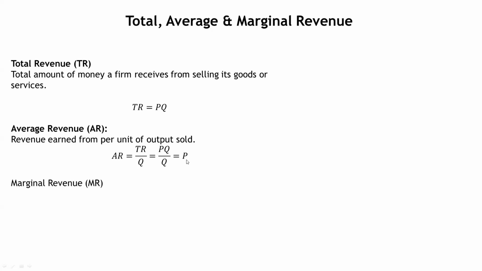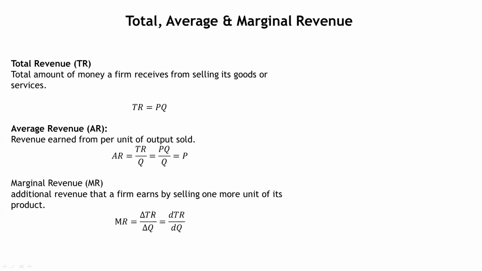Then comes the marginal revenue. Marginal revenue is the change in total revenue due to a 1 unit change in output sold. That is, to have marginal revenue, we have to divide the change in total revenue by the change in output sold. Or we can have it by differentiating total revenue with respect to quantity. This is how we can define total revenue, average revenue, and marginal revenue.